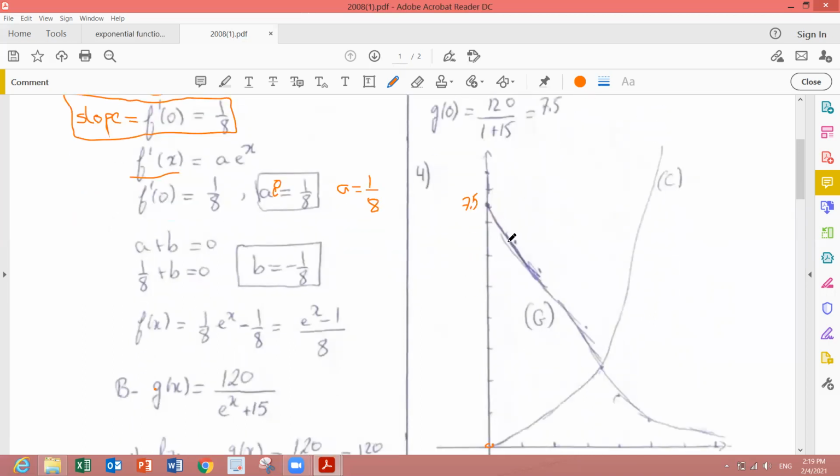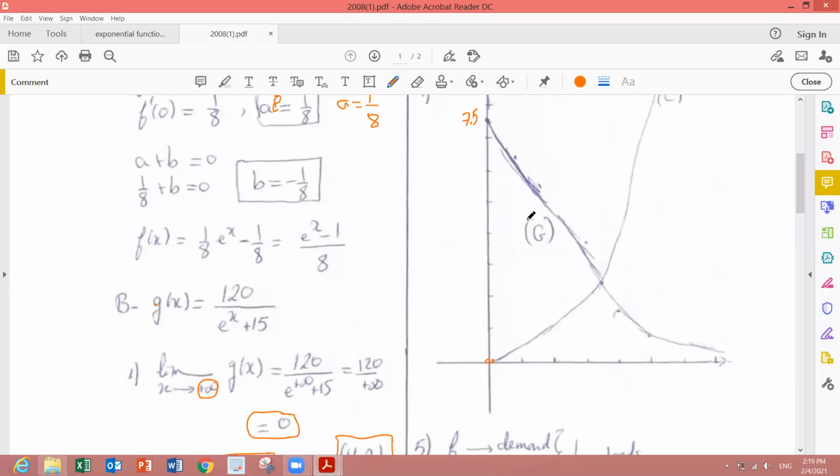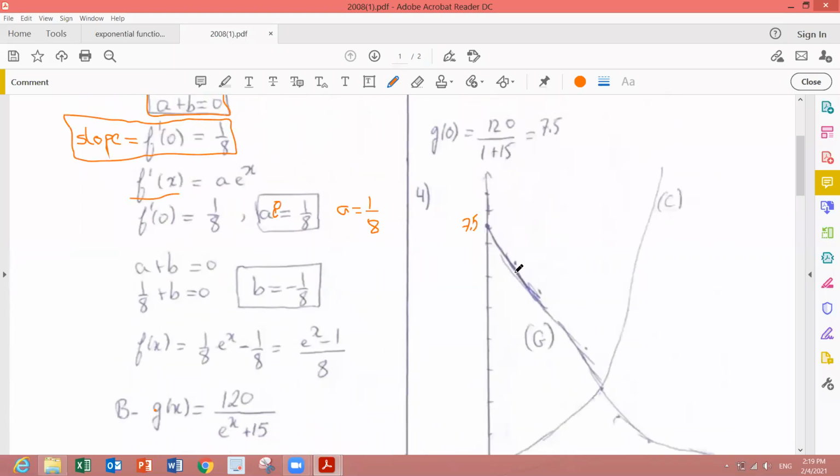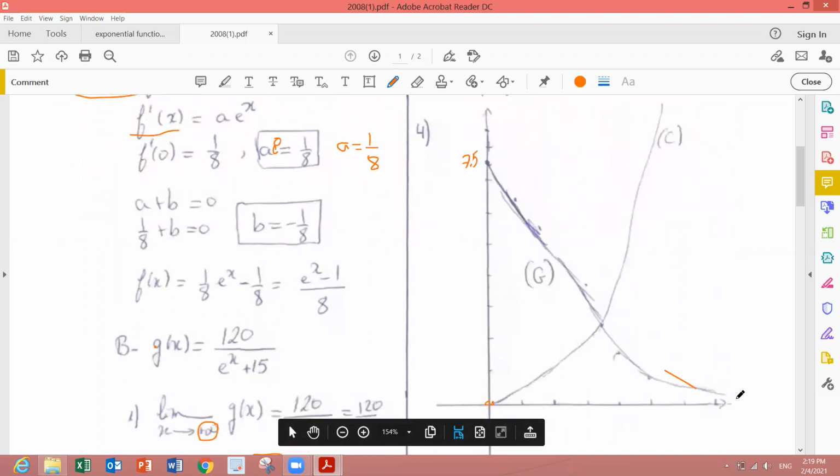It is decreasing. We can take more particular points using your calculators. It will decrease to near the horizontal asymptote اللي هو y equal to 0. It will continue.